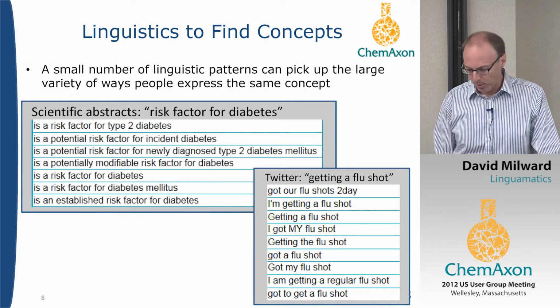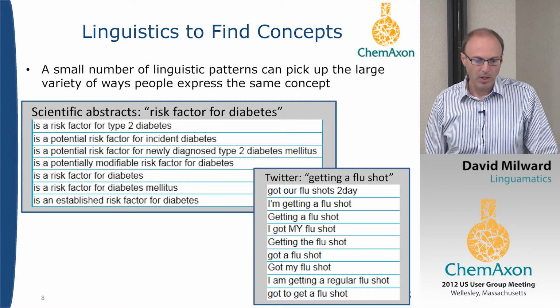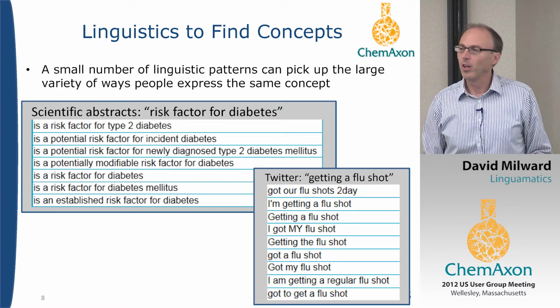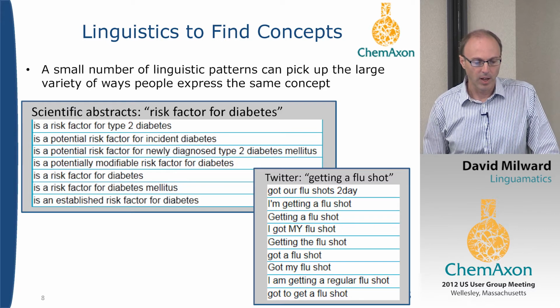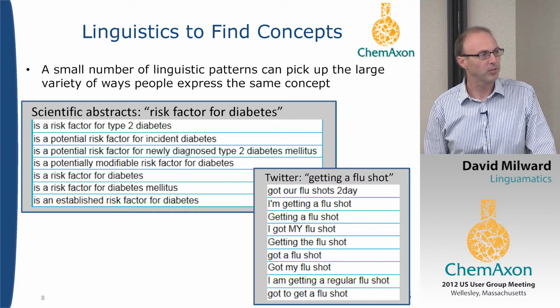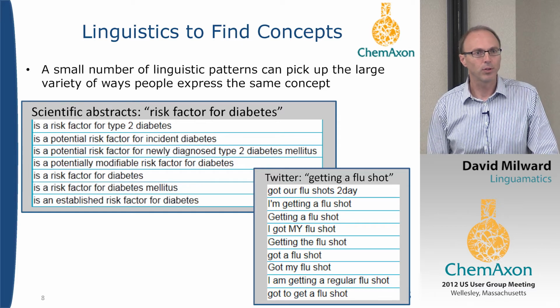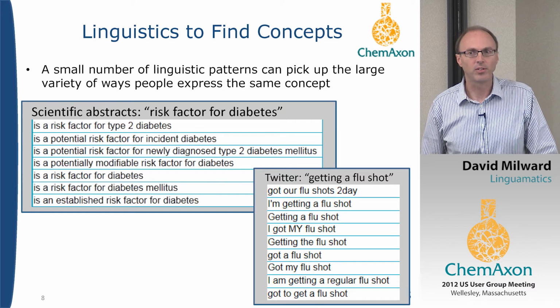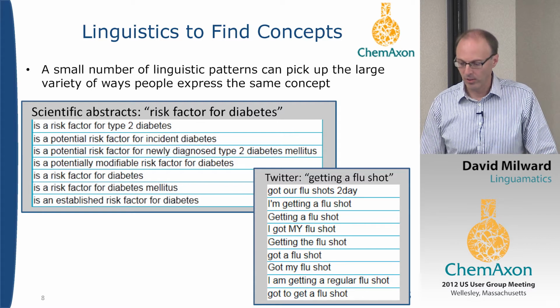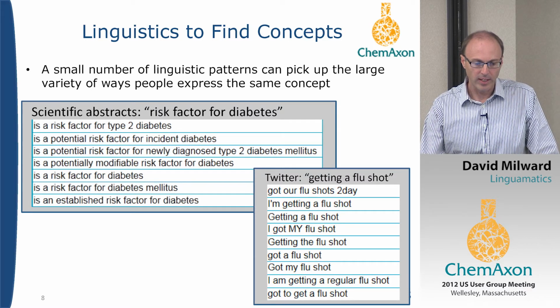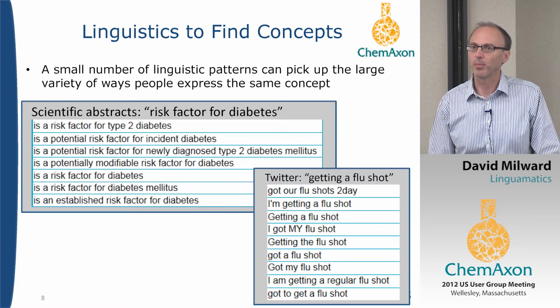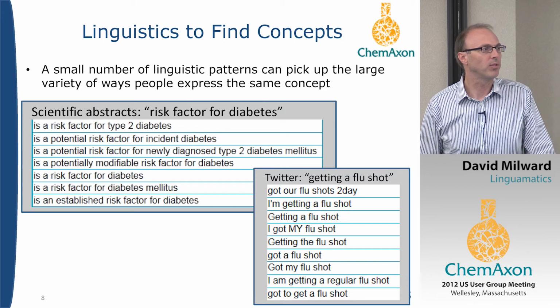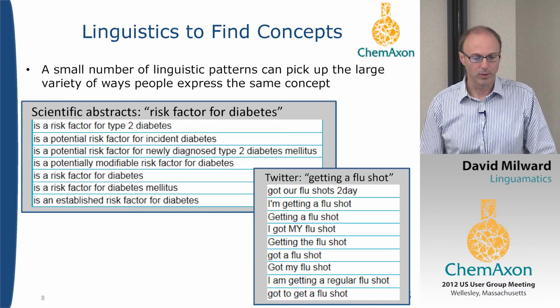So to give some examples, if we're looking at using the linguistic patterns, you can use these also to find different ways of saying a particular concept. So if you've got something like risk factor for diabetes, if you just look for the string risk factor for diabetes, you'll get very few hits. You actually want to get all the variation that's expressed here, and you can do that with very few linguistic patterns. So it's a more efficient way of doing things than if you were trying to look for individual strings.